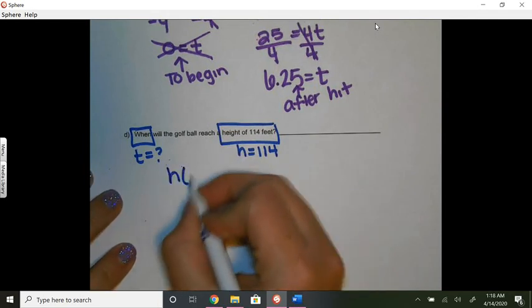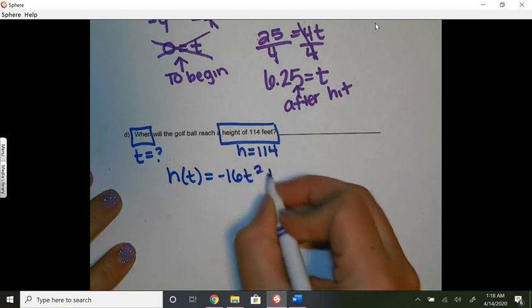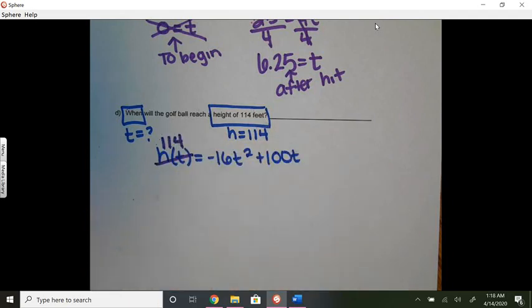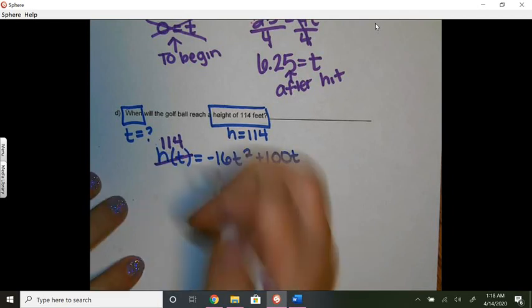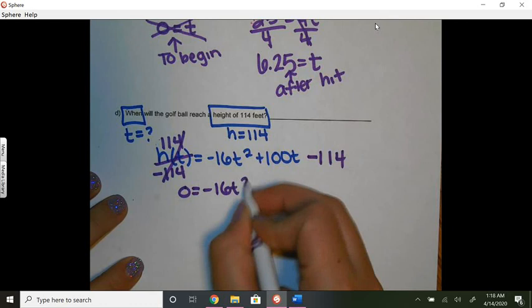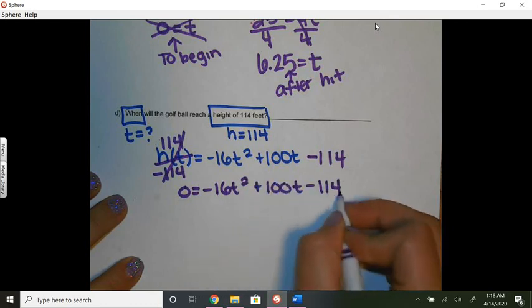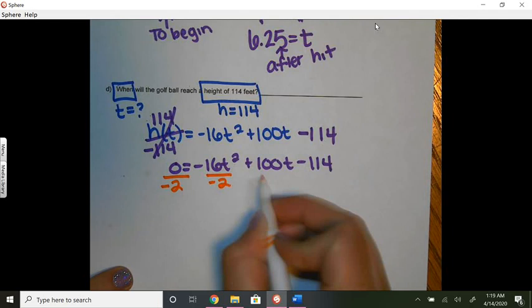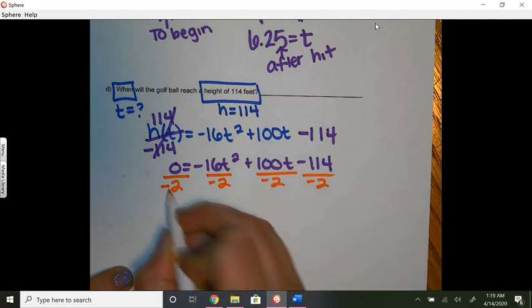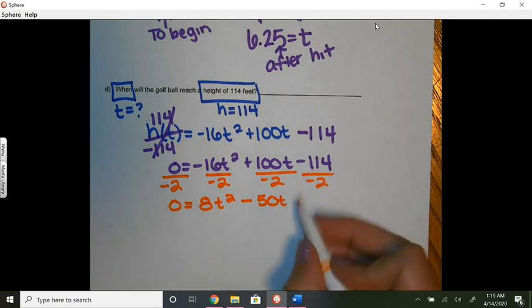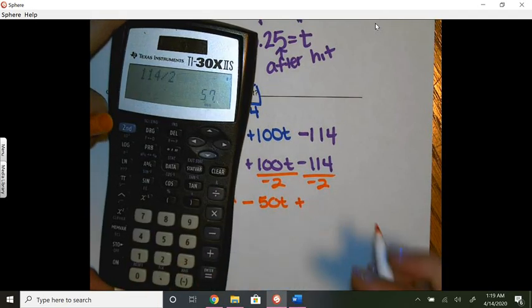So we're going to go ahead and take our function. And we want to know when the height is 114, so we're going to plug in 114 here. And I'm going to go ahead and make this equal 0. Now they're all even. So if I want to make the number smaller, you don't have to, I can go ahead and divide everything by 2 or -2. Whatever I do to one side, I have to do to the other. And then we'd have 114 divided by 2. That's 57.